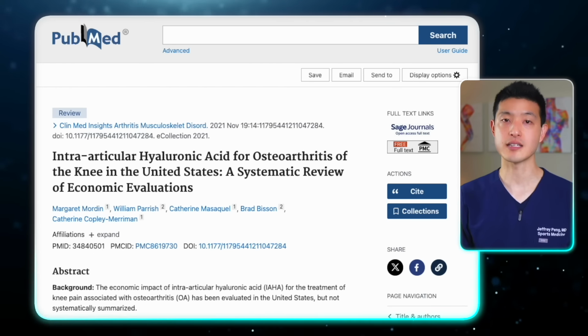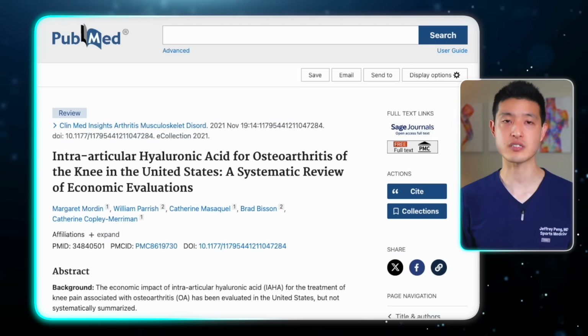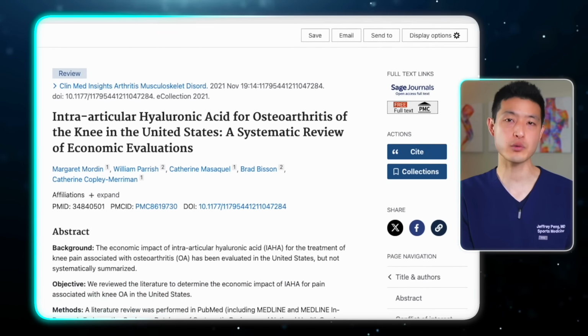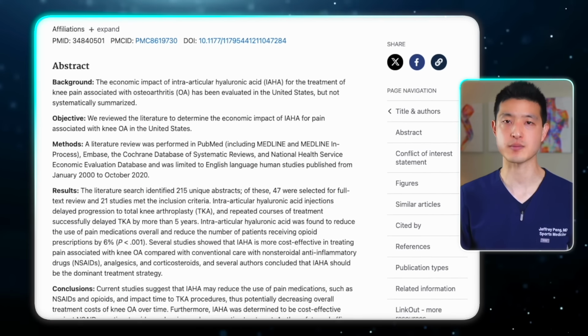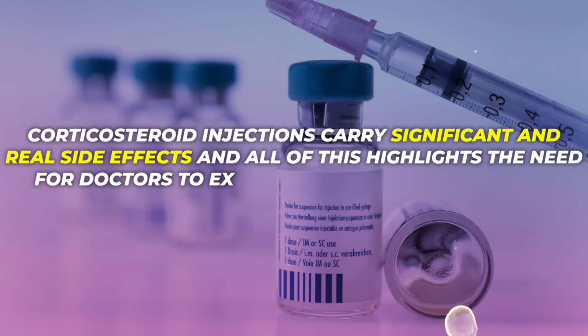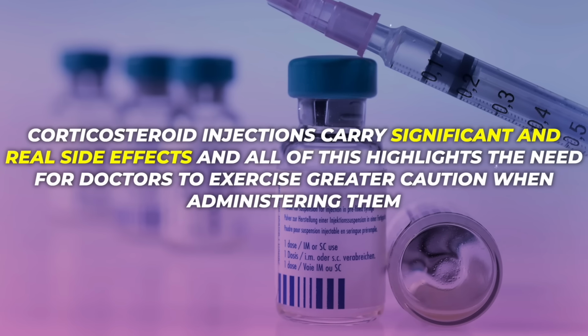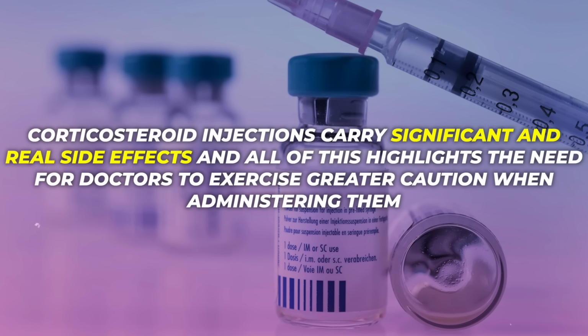Several studies indicate that both platelet-rich plasma injections as well as hyaluronic acid injections have shown a potential to decrease the risk of requiring knee replacement surgery. The contrasting outcomes between cortisone shots and alternative treatments strongly support the notion that cortisone injections may indeed be causing more long-term damage. So I think it's evident that corticosteroid injections carry significant and real side effects, and all of this highlights the need for doctors to exercise greater caution when administering them.